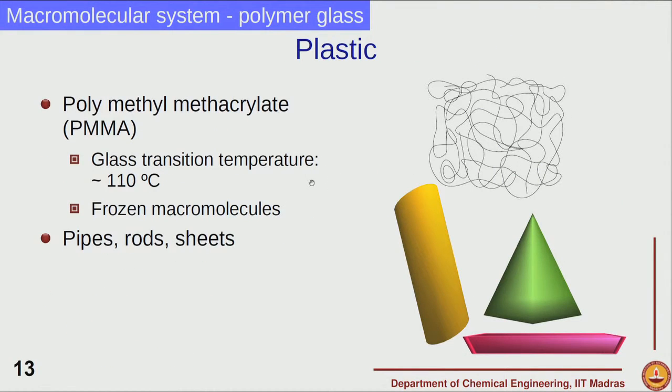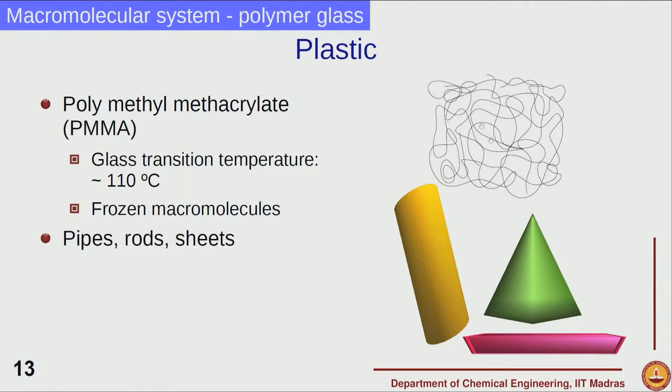So, the next class of material, which is again macromolecular, is related to a frozen sort of material, because it is below the glass transition. An example is polymethyl methacrylate, and the glass transition temperature for this is around 110 degrees Celsius. So, at room temperature it is basically a glass, and as we learned in earlier courses, silica glass is a super cooled liquid.